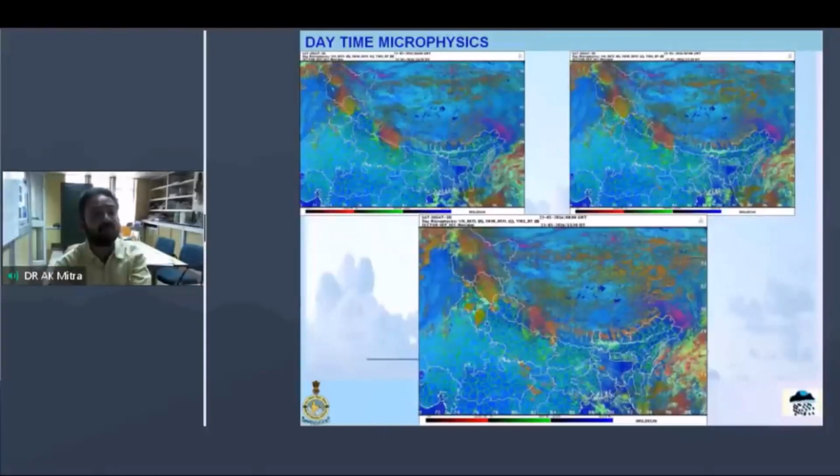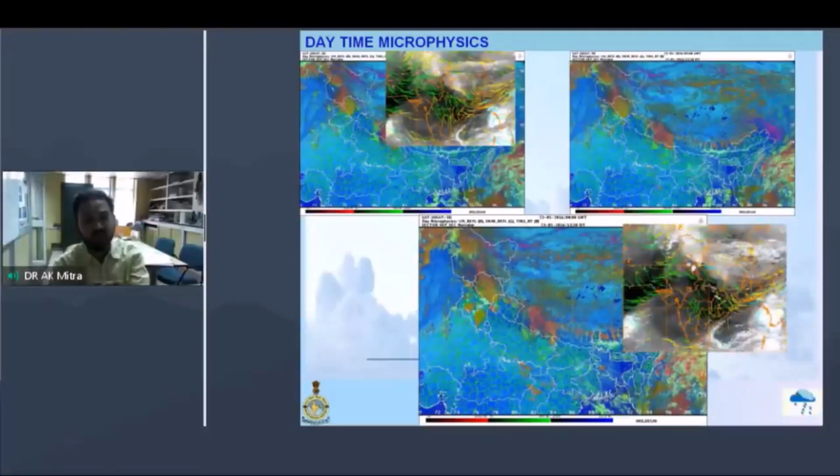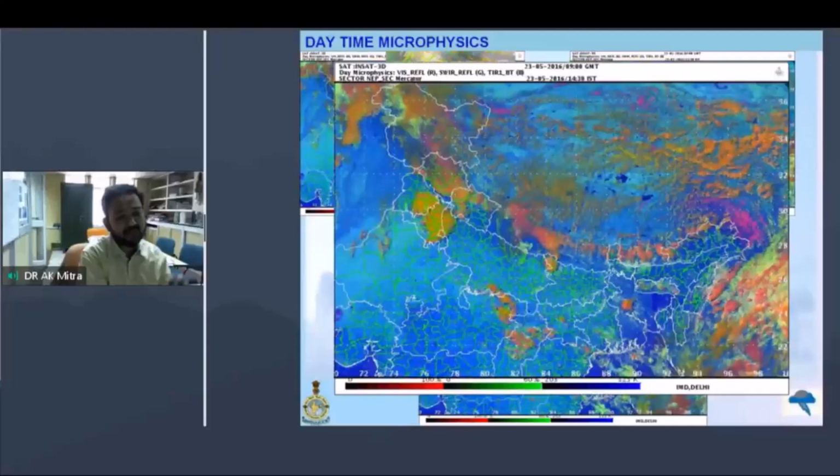Now DMP, that is the daytime microphysics RGB, is also helping us along with CTT, and then the wind products. Wind is very important while analyzing any chart or any satellite imagery, because of the wind condition and the speed of wind. So this helps us give the exact nature of which area, because now it is district-wise. So district-wise forecast has been improved for Delhi and Chhattisgarh. It was very well captured.